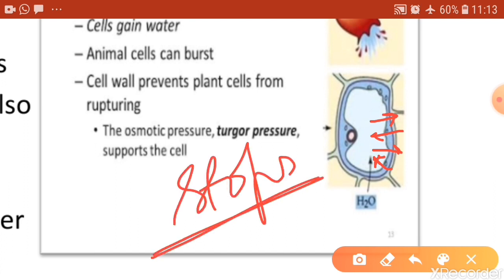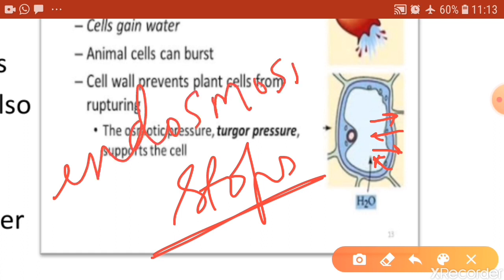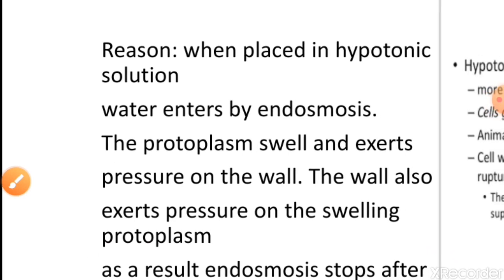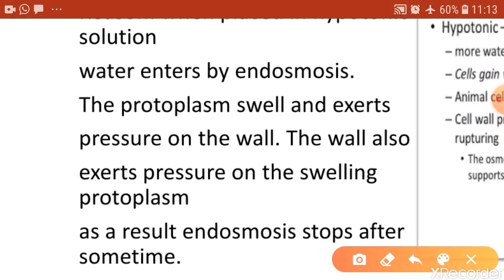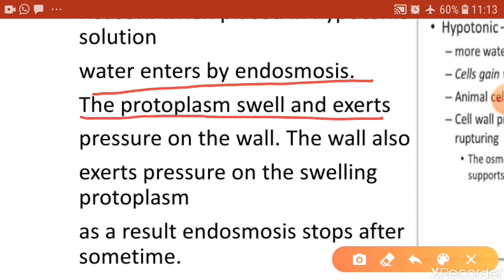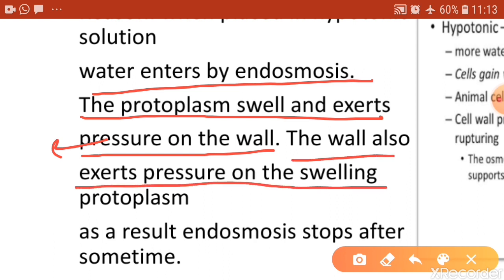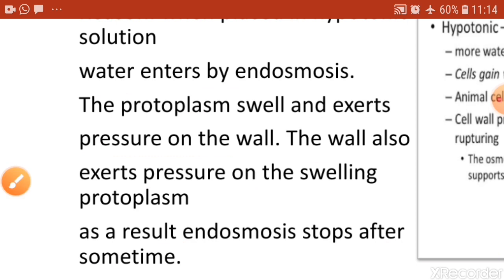So after some time, this endosmosis, the entry of water, will stop in case of a plant cell. Look here, I'm just repeating it again: water enters by endosmosis when the cells are placed in a hypotonic solution. The protoplasm inside swells and exerts pressure on the wall. This pressure that is exerted is called turgor pressure. The wall in turn also exerts pressure on the swelling protoplasm. As a result, endosmosis stops after some time, and this prevents the cell from bursting.